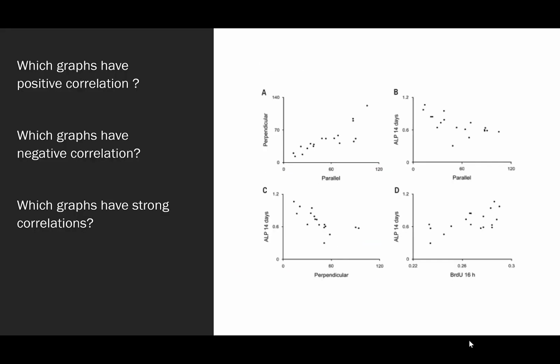So look at these four graphs. I labeled them A, B, C, and D. And I want you to look at them, pause me if you have to, and decide which of them have a positive correlation, which of them have a negative correlation, and then which of the graphs have a strong correlation.